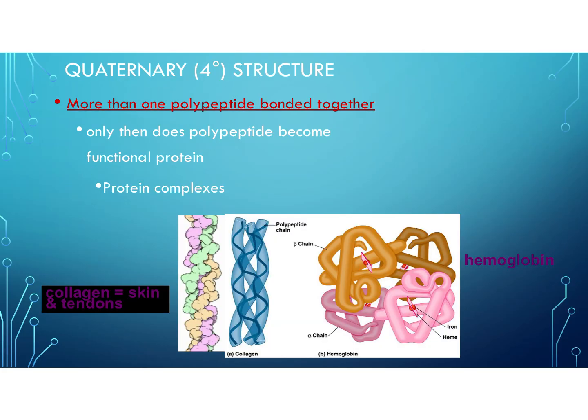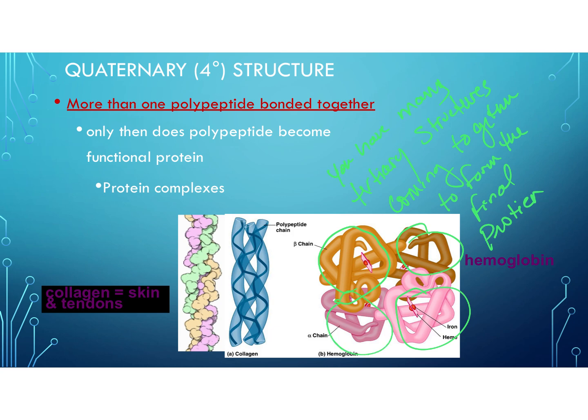And finally, you have what's known as the quaternary structure. This is where you have many tertiary structures coming together to form the final protein. So in this particular case, this is an example of hemoglobin. Hemoglobin is a collection of 4 tertiary structures. First one, second one, third one, and fourth one, okay?